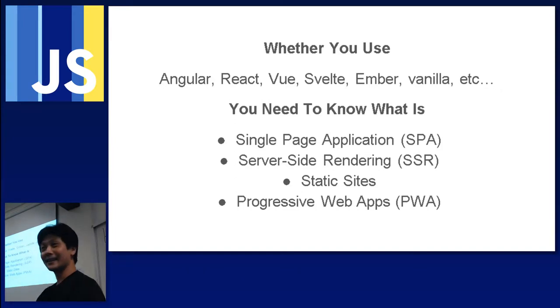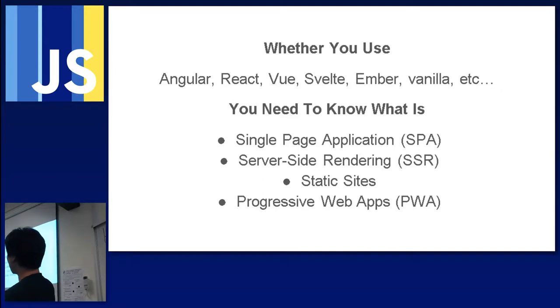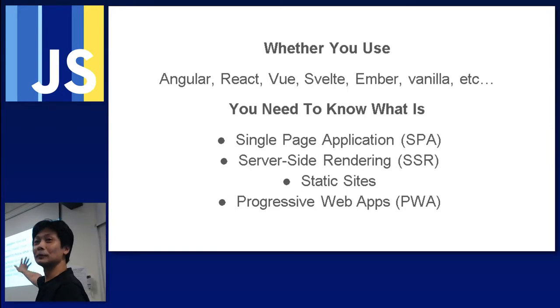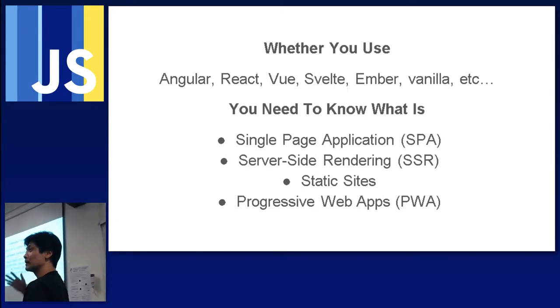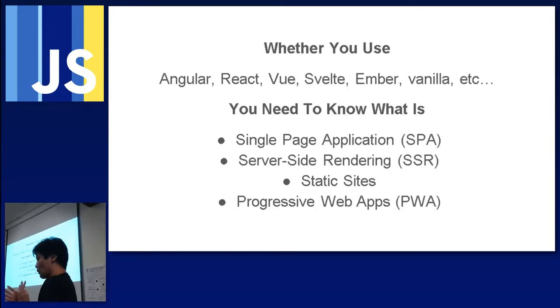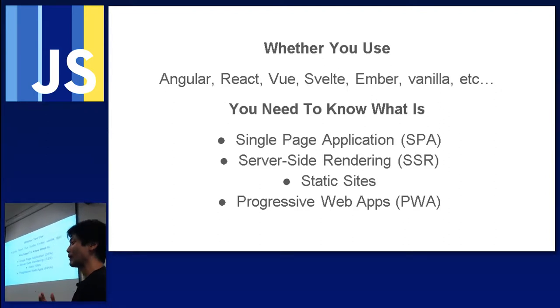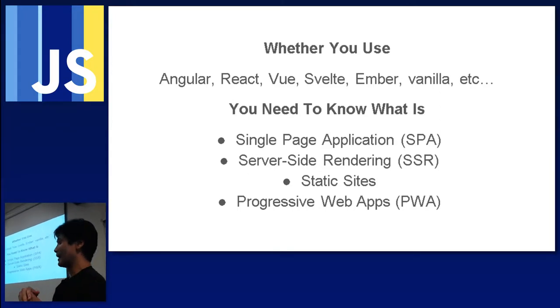Whether you use Vue, Angular, React, or even Ember, Svelte, or VanillaJS, you need to know about these four things: single page application, server side rendering, static sites, and progressive web apps. Anybody who does not know these four things? All know, right? Progressive web app is something by Google.